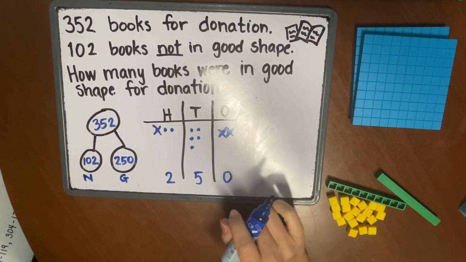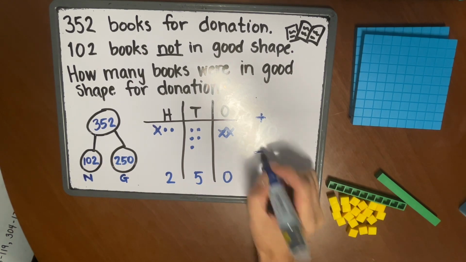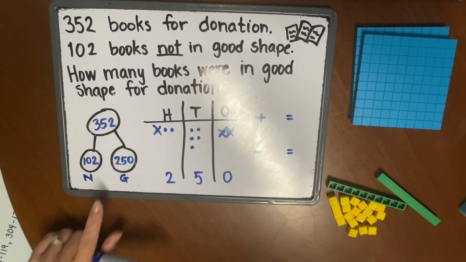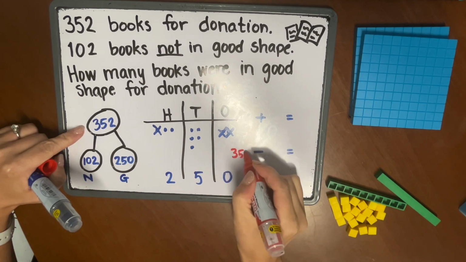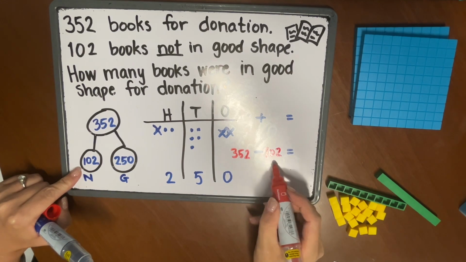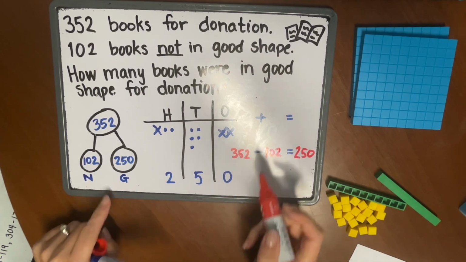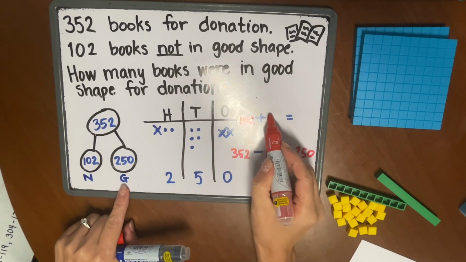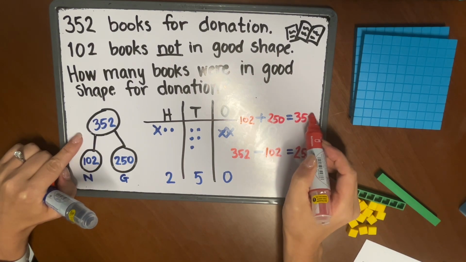What number sentence or equation did you write? I can think of some where we can use addition and some where we can use take away. Let's think about it. If I use my number bond, I know that first I had 352 books, and then 102 of them had to be taken away because they were not in good shape, and 250 were left in great shape. Or I could say 102 not in good shape and 250 in good shape meant that altogether 352 books were donated.